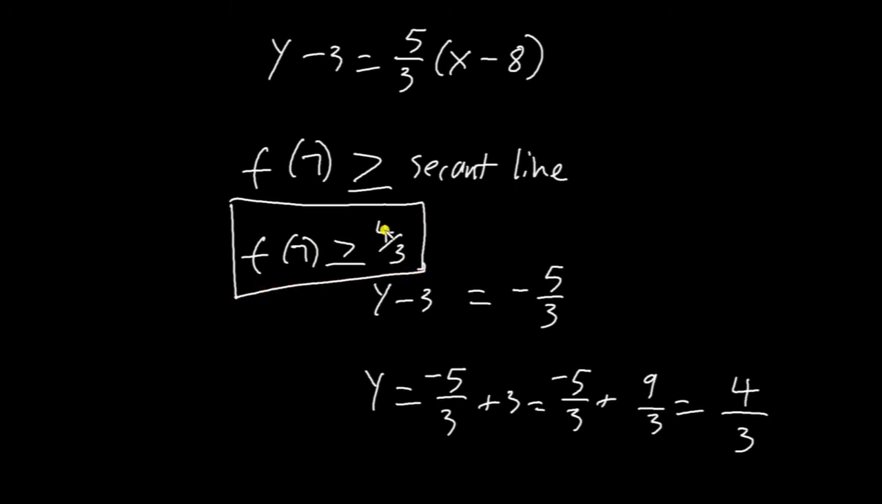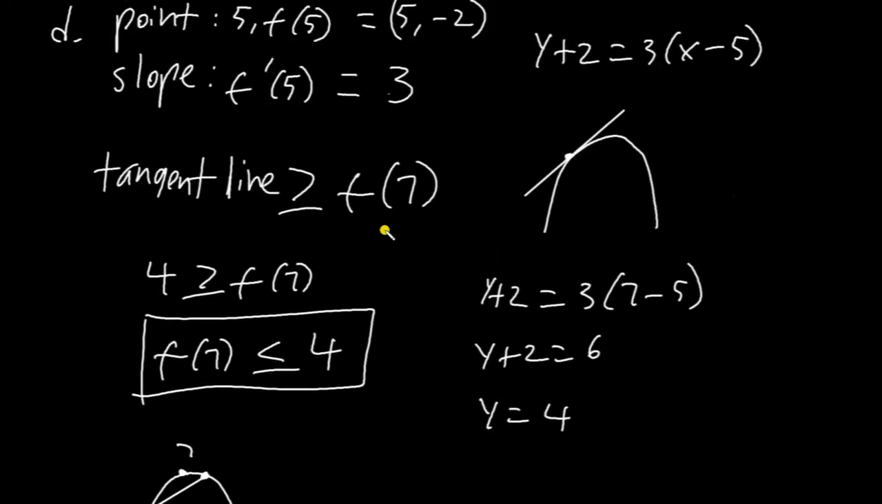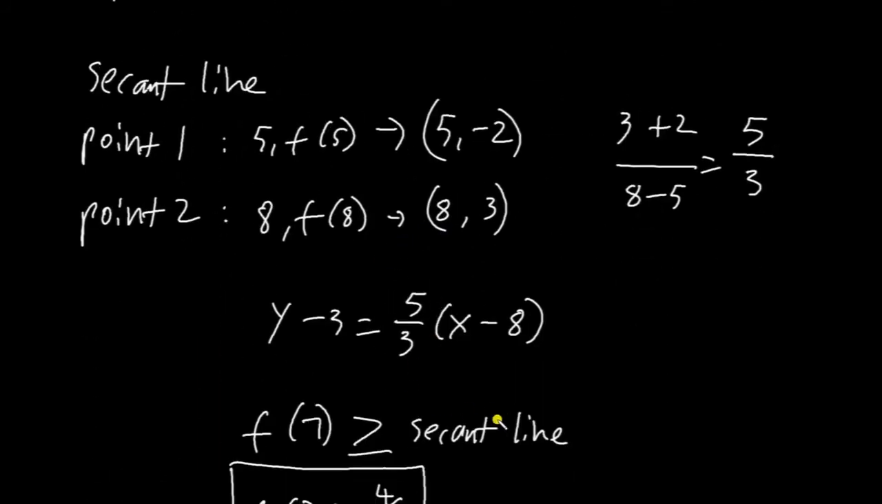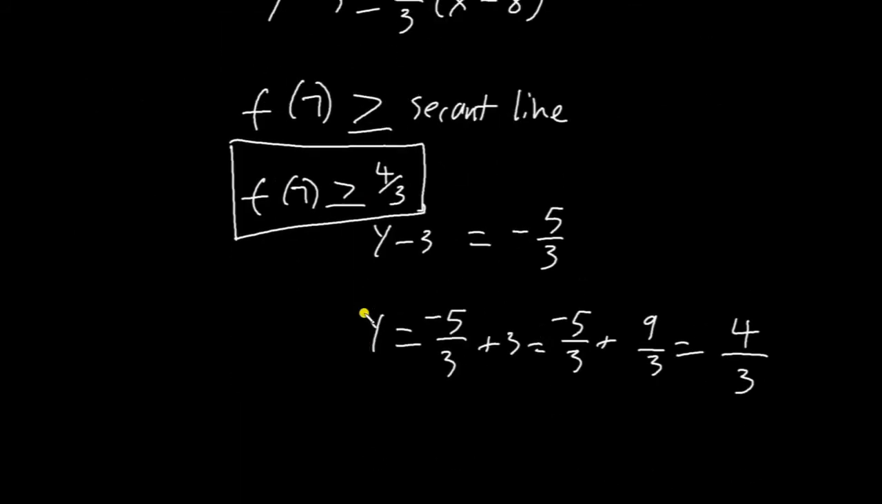In terms of points, this was a 4-point question. 1 point for correctly getting the tangent line equation, 1 point for correctly proving that f of 7 is less than or equal to 4. The third point for the secant line equation, which is right here, and the fourth point for correctly proving that f of 7 is greater than or equal to 4/3. Like I said, that was a tricky one. Don't worry if you didn't get it. I probably wouldn't have either.